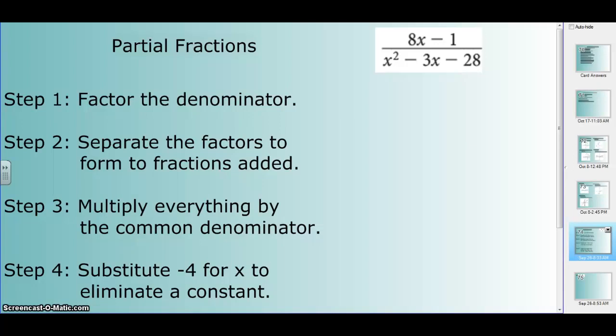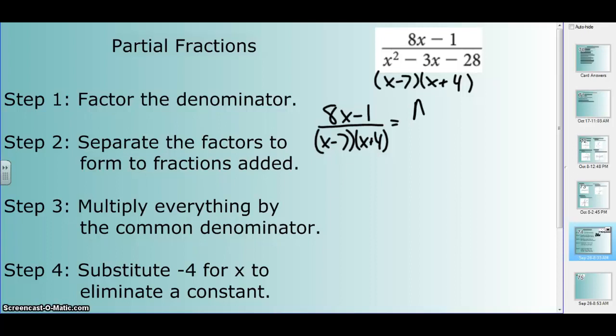So we're going to follow step 1. Step 1 says factor the denominator. So numbers that multiply to negative 28 and add up to negative 3: x minus 7 and x plus 4. Okay, so step 2 says separate the factors to form two fractions being added. So we have 8x minus 1 over (x minus 7)(x plus 4) equals, and I need to find A over x plus 4 plus B over x minus 7.